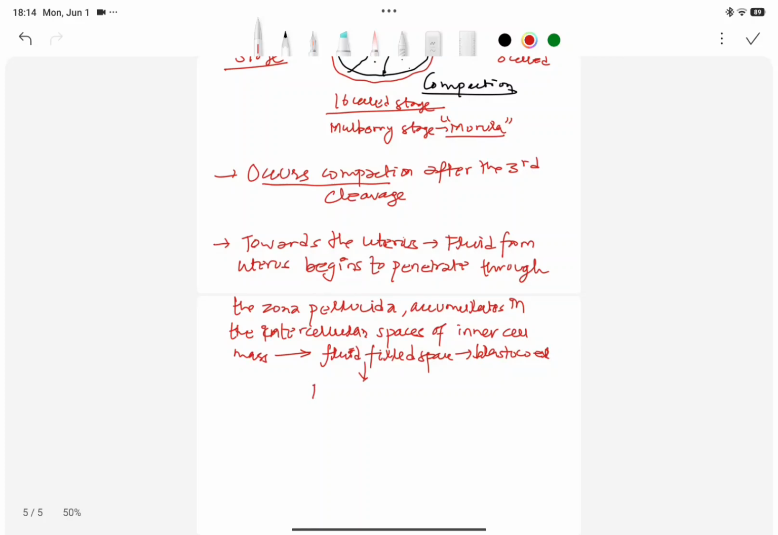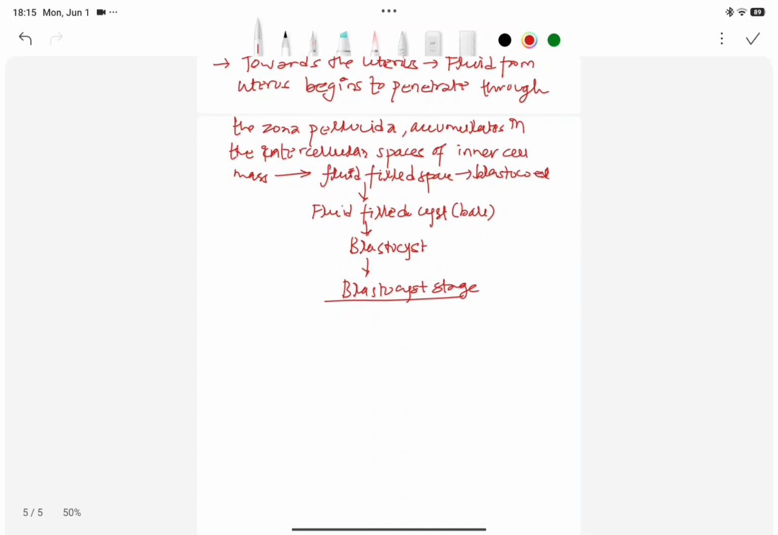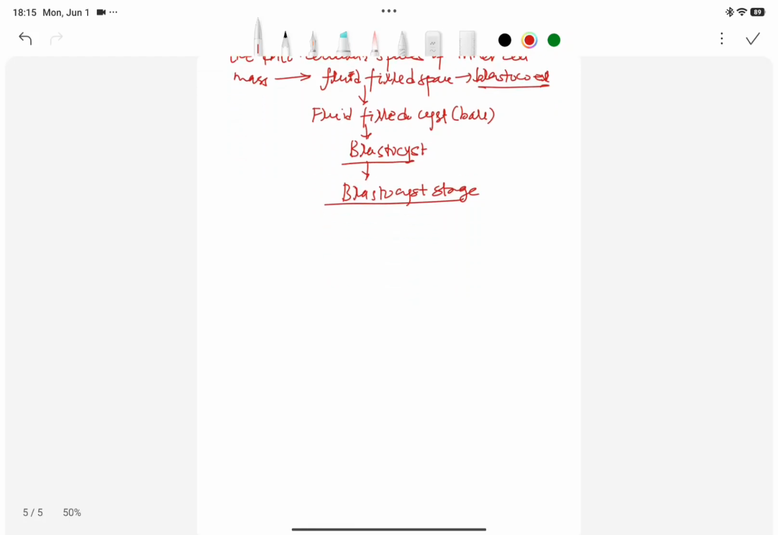This fluid-filled cyst-like or ball-like structure is known as blastocyst, and this stage is known as the blastocyst stage. So blastocoel is the fluid-filled cavity. Blastocyst is the ball with the fluid-filled space, the blastocoel, inside, and the blastocyst stage is the stage where the blastocyst is formed.